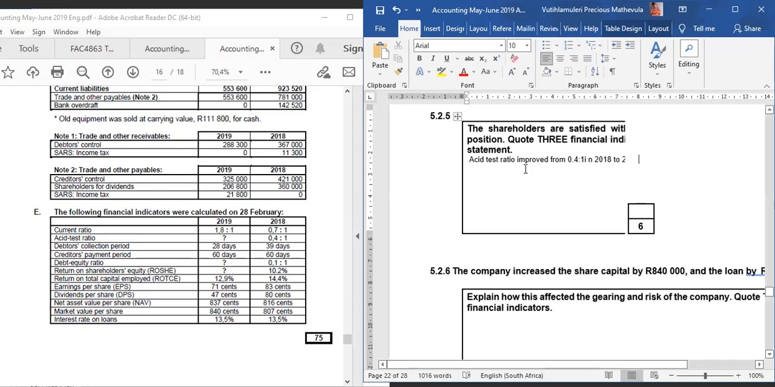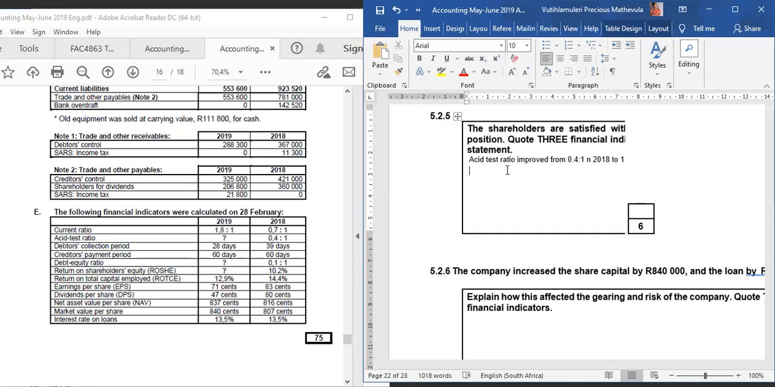In 2019, it improved from 0.1 in 2018 to 1:1 in 2019, right? So you have to show that, so you'll get the mark for saying that it is the acid test ratio and saying that it improved from whatever to whatever, right?